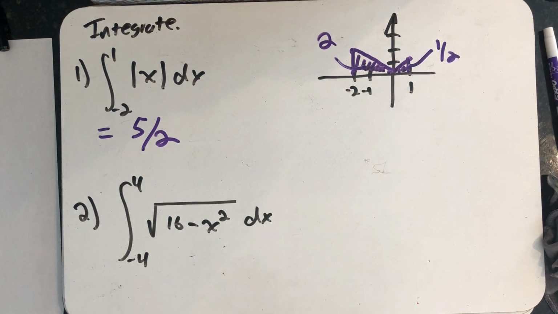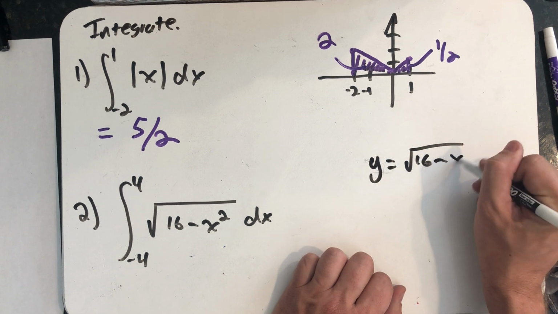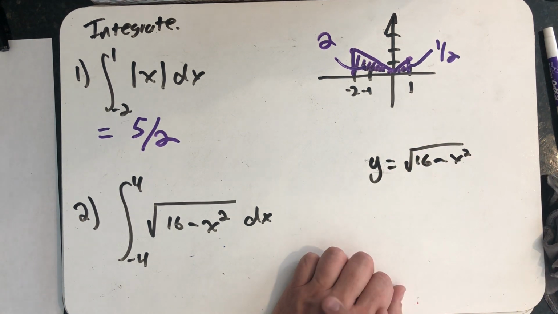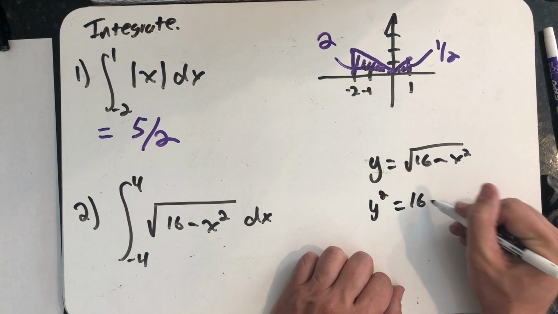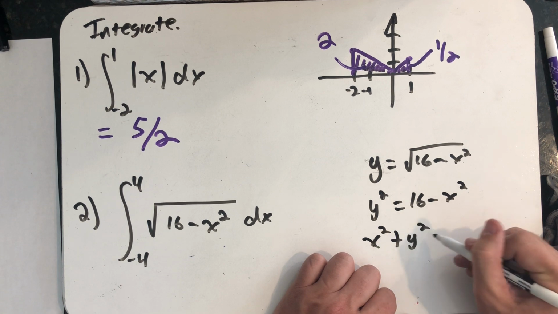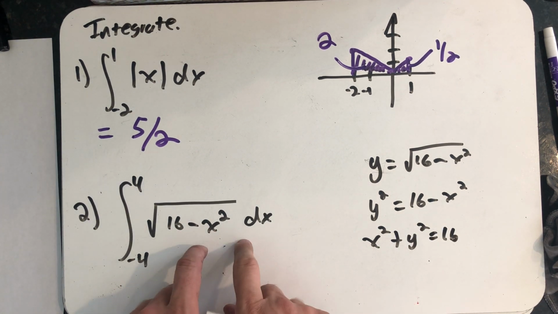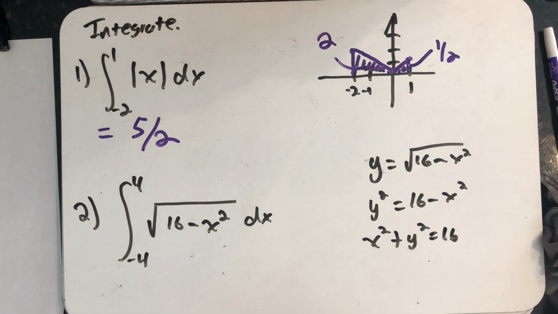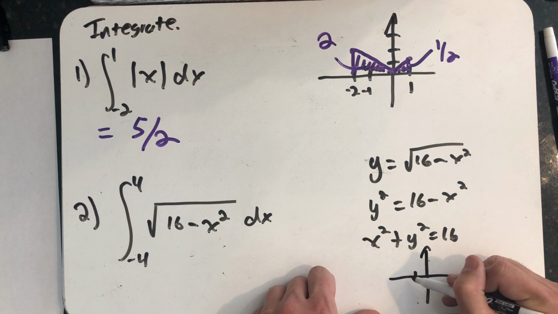Looking at number 2 here, I'm hoping you recognize that integrand, but just in case you didn't, I could imagine writing it down as a function, squaring both sides. And if I add an x squared to both sides, I see I get x squared plus y squared is equal to 16. And then I realize that this would be the top half of a semicircle with radius 4 centered at the origin.